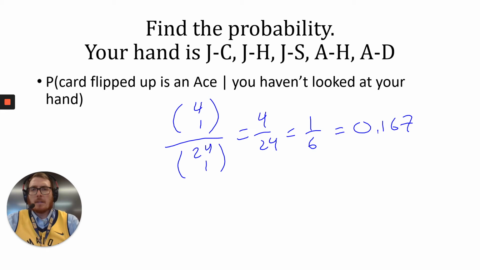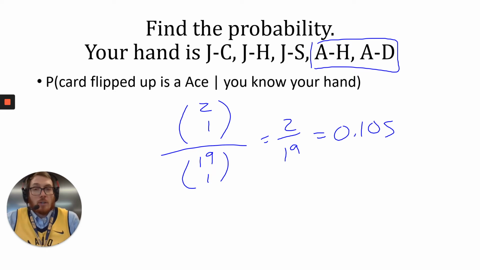The next one is flip card is an ace. You haven't looked at your hand. So this actually is the same as the first slide with the jack because there's 4 aces, choose one, over 24 cards, choose one for the denominator. I still get 1/6, which is the exact same probability. Every card number has the same likelihood to be chosen before you look at your hand and have conditional probability.